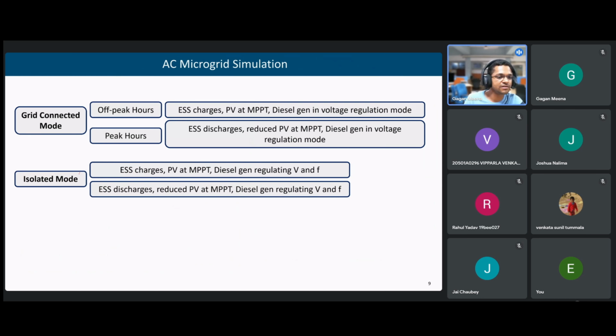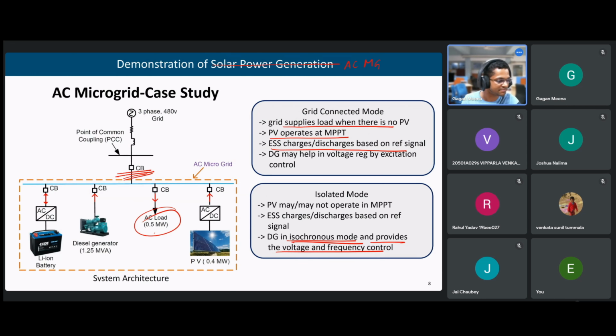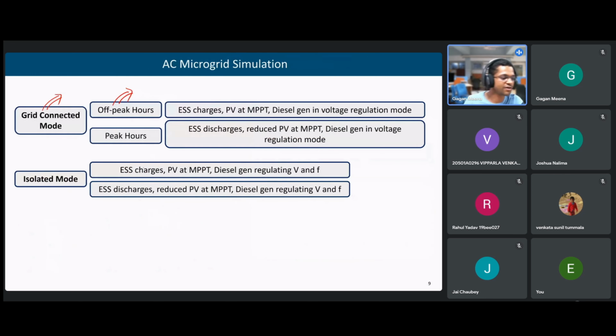Now the next is the same thing written here also. So in grid connected mode, if we are in off-peak hours, it means the load is less. What we have written here is the peak load. The load can be less during, suppose, the night time. So this is the off-peak hour.